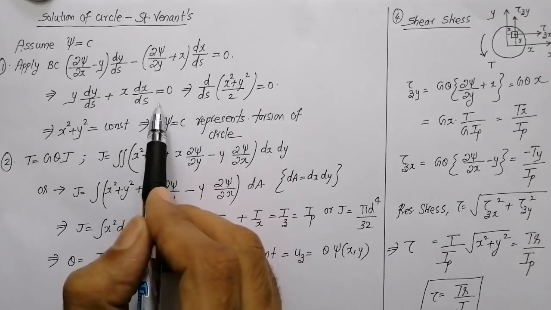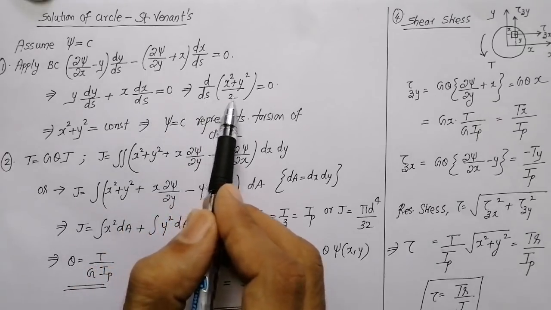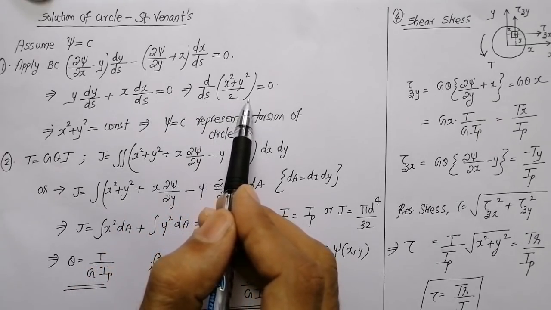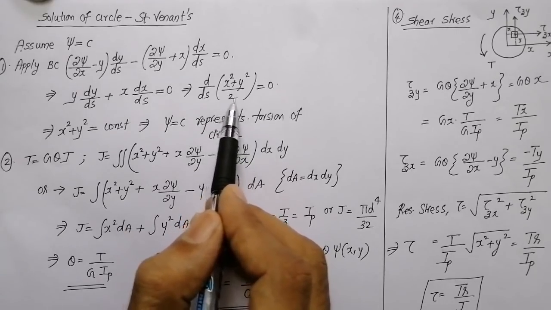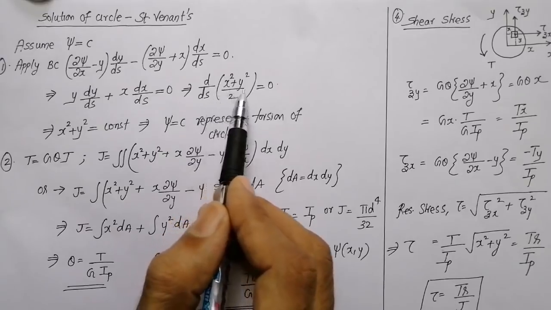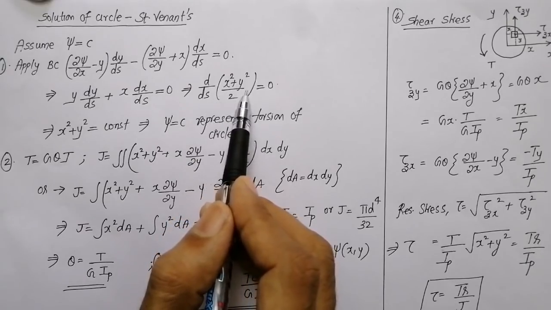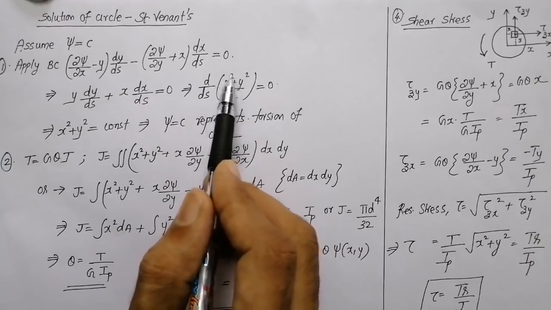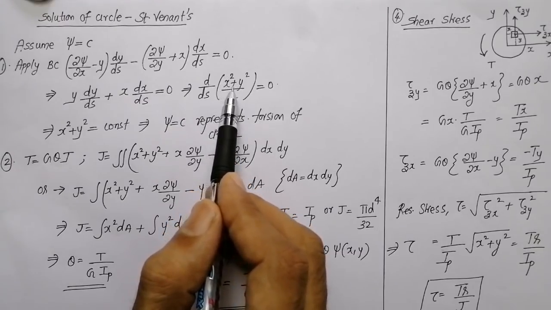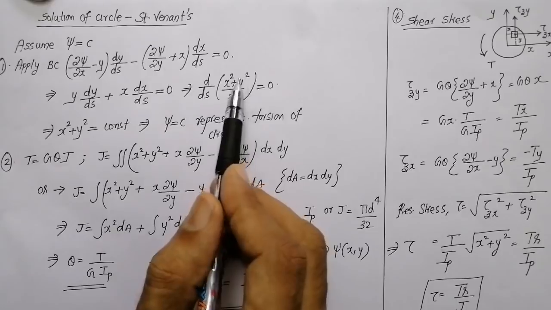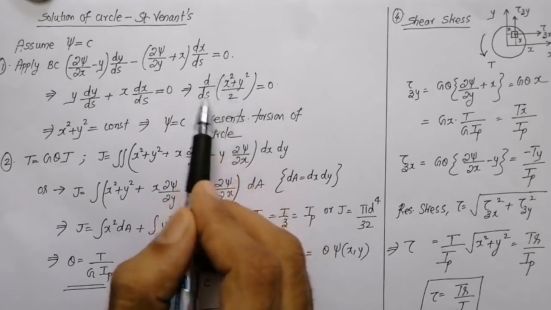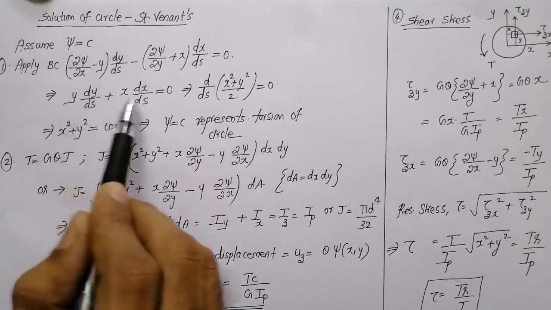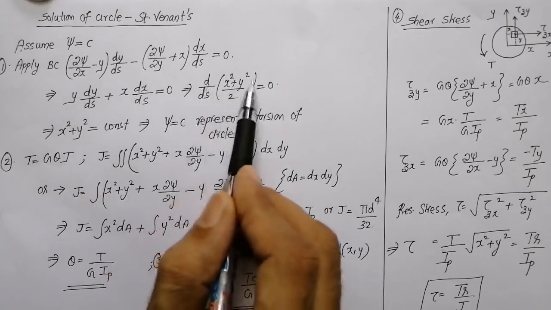Now I can write this equation as d by ds of x square plus y square by 2. So if I differentiate this equation, 1 by 2 is taken outside, 1 by 2 into d by ds of x square plus y square. So d by ds of x square will come as 2x into dx by ds. D by ds of y square will come as 2y into dy by ds. So this equation will yield this equation.